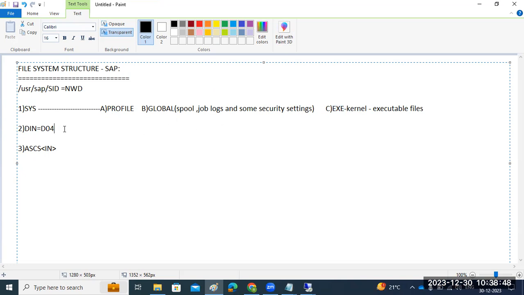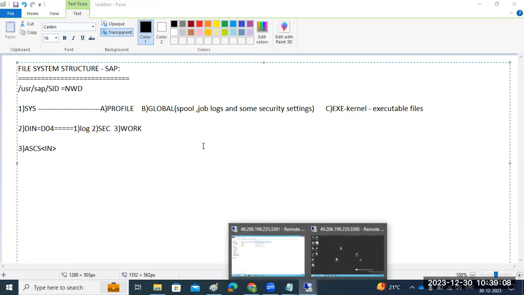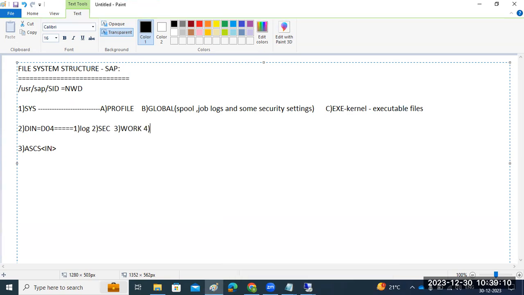Next is the D instance number directory. Here in the D instance number directory, we have directories called the log directory, then the sec directory, then the work directory, among multiple folders. Again here we have the exe directory, then the data folder. Like this, we have these directories available here.